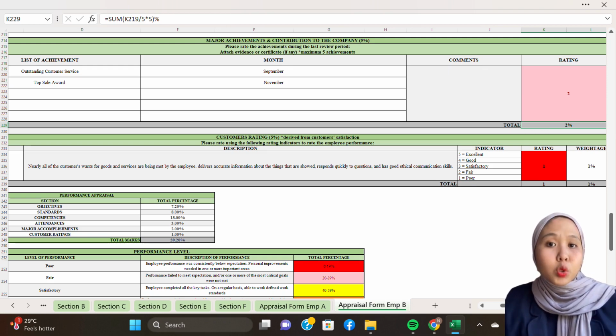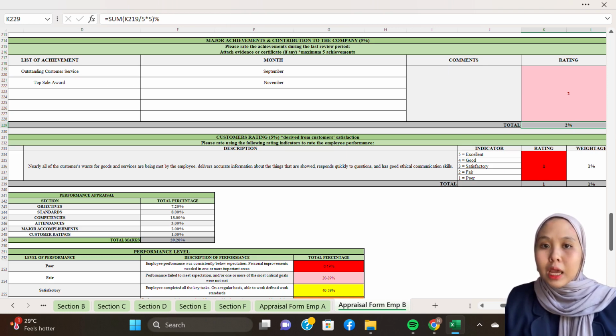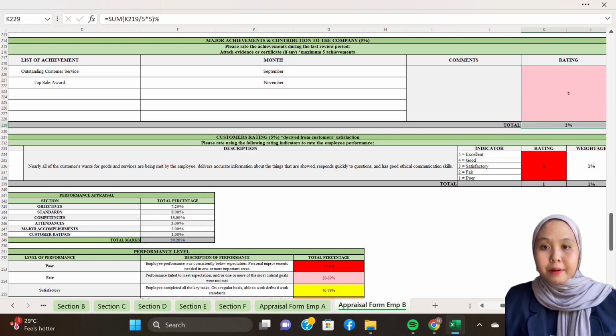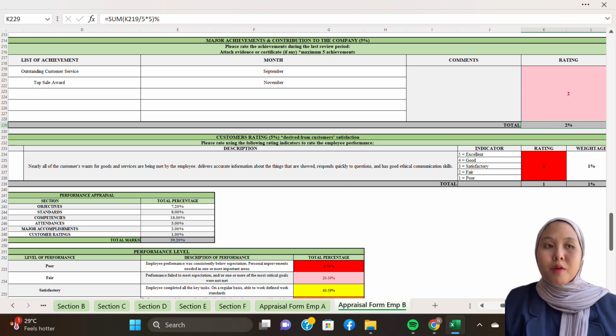Also, accurate information about the products is not shown, he doesn't respond quickly to questions and has poor ethical communication skill. So, the rating is only 1%. For the performance appraisal, the total of objective, standard competencies, attendance, measure of accomplishment, and customer rating is only 39.20%.